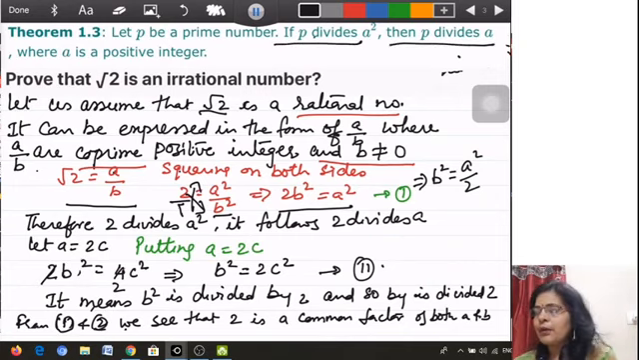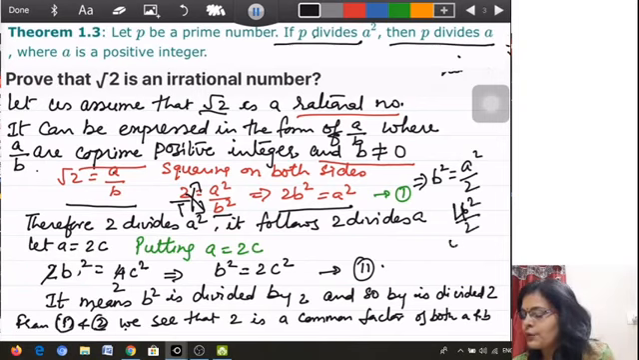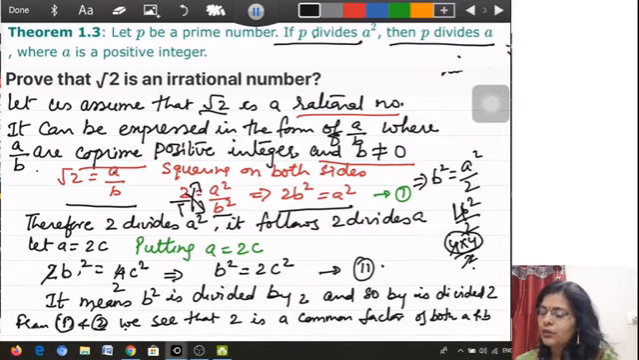Suppose we take any number, let us say 16. So 16 means 4 square. 4 square upon 2 means 4 into 4. So if this divides by 2, then the other number a into a will also divide. So if a into a divides by 2, then a also divides by 2. So this logic was written over here.